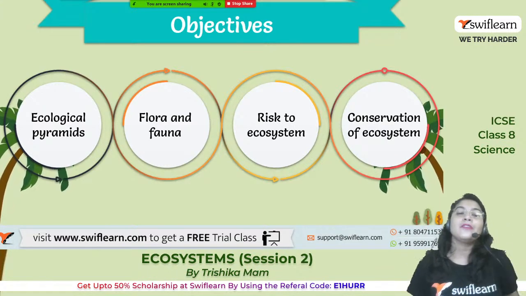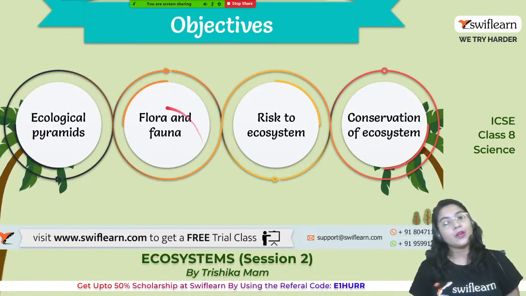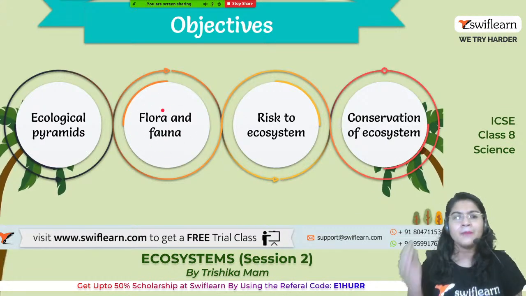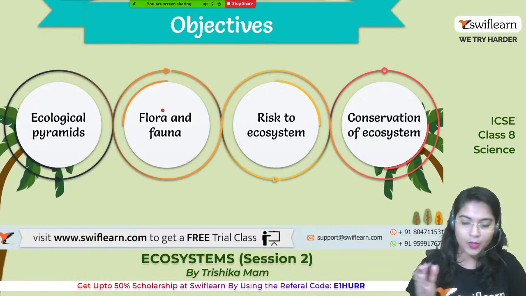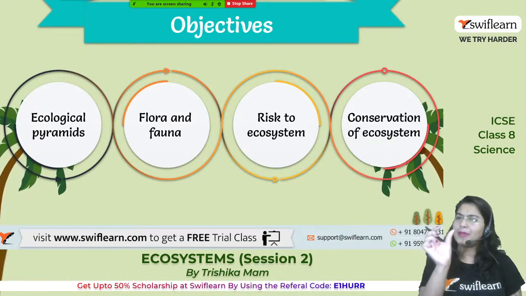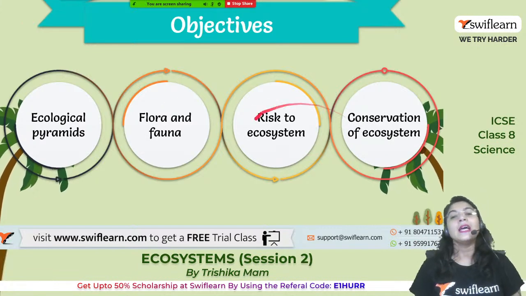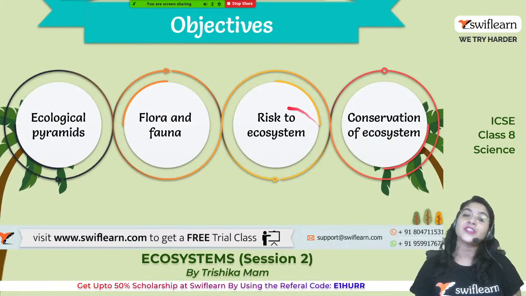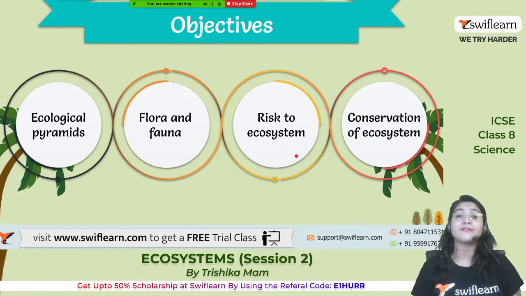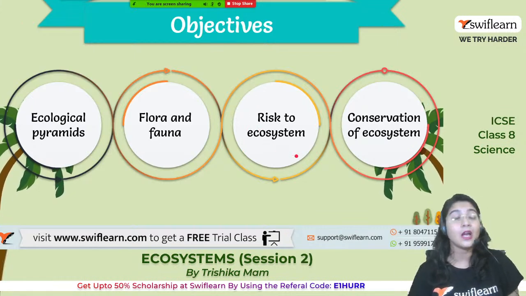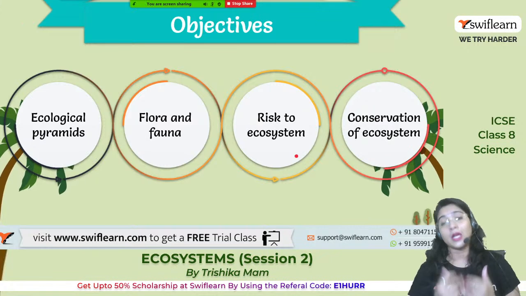Okay, then we will study about the flora and fauna. Flora kya hai and fauna kya hai? If you know about flora and fauna, please write it in the chat box. What do you mean by flora and what do you mean by fauna? Definitely I'll explain all these things again. Then we will come to the risks of the ecosystem. What are the different risks our ecosystem is facing due to us?